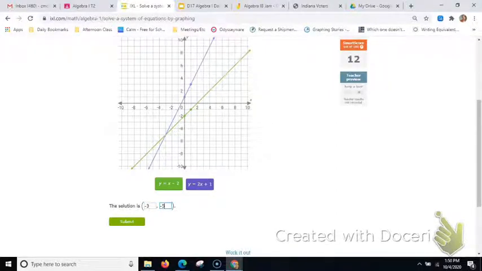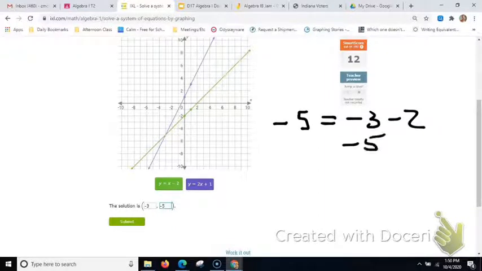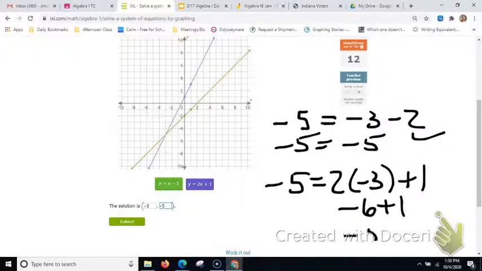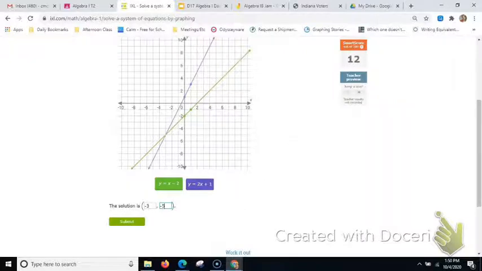And then again, if I want to check that, is -5 equal to -3 minus 2? That checks out. And then is -5 equal to 2 times -3 plus 1? -6 plus 1 is also -5. It checks. So that could be something quick on your calculator or in your head, but you do have a way to check besides just looking at your graph again.